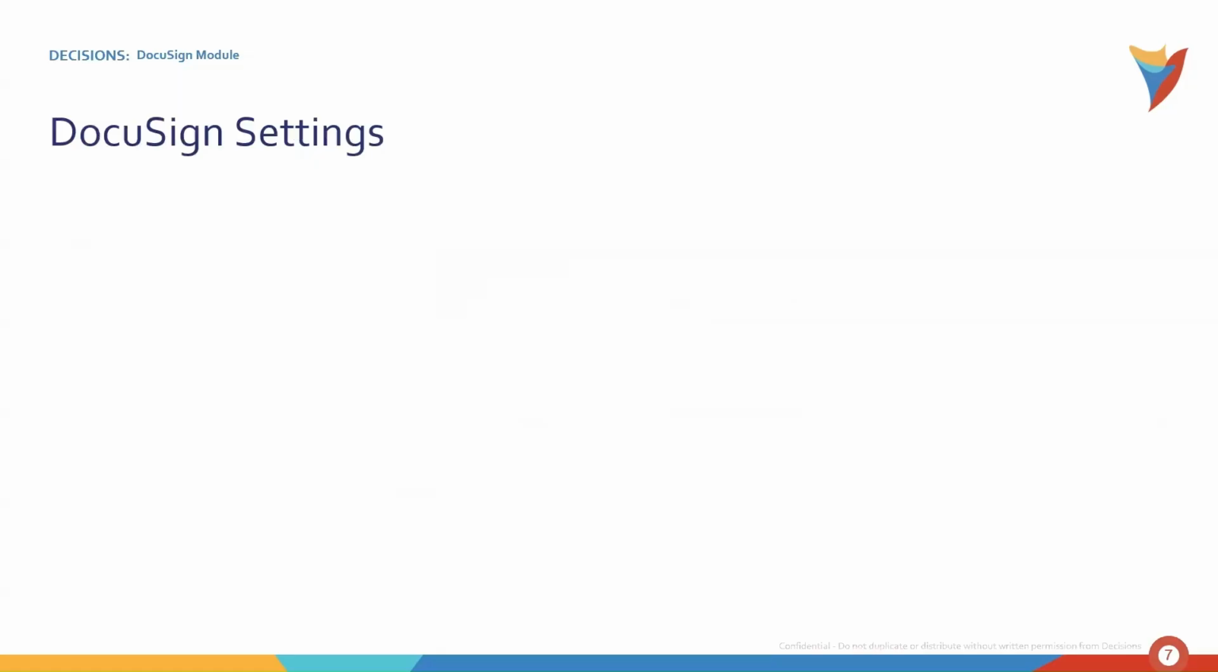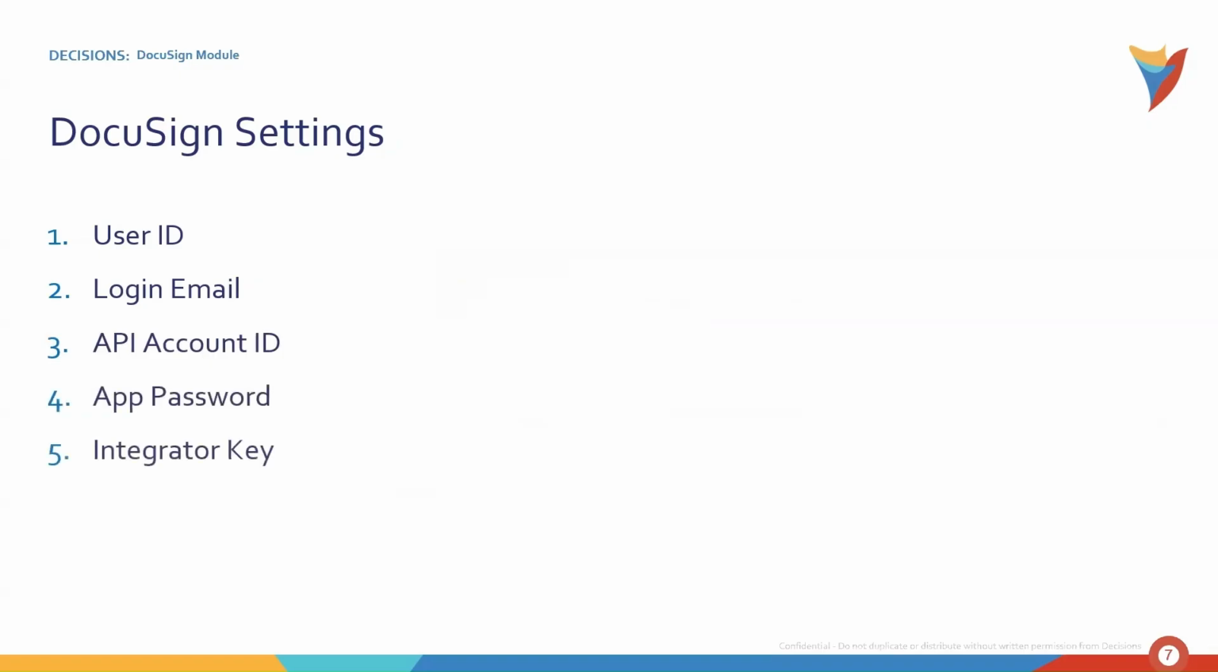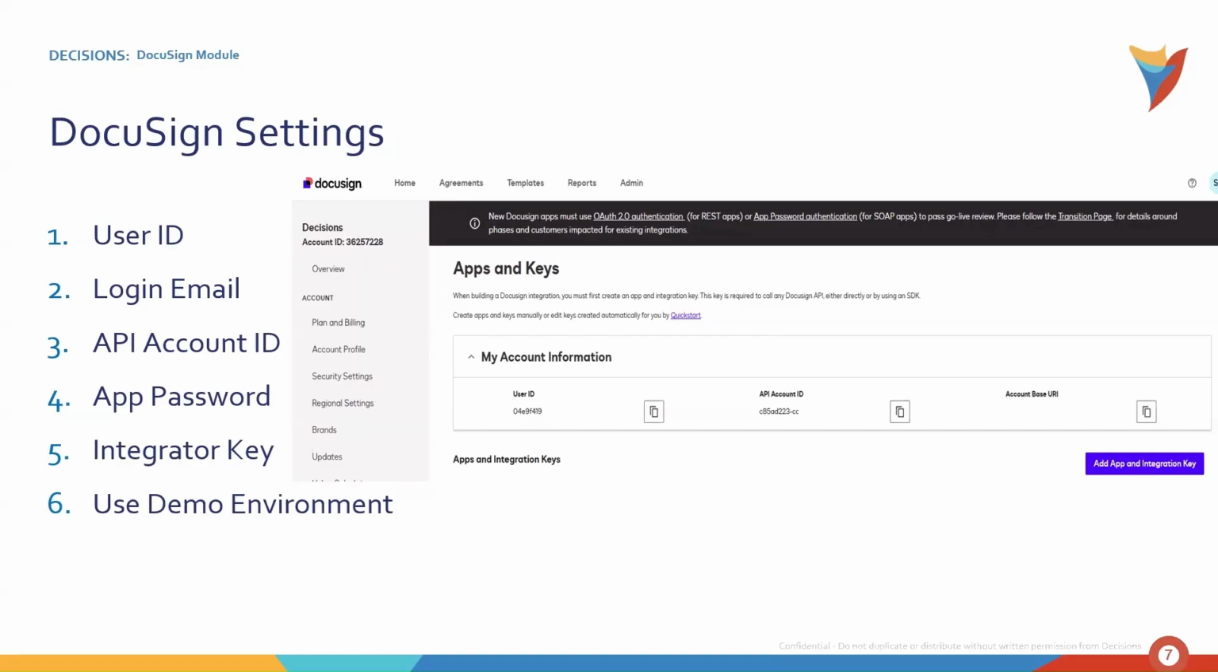Let us see in detail about the DocuSign settings in Decisions. User ID, login email, API account ID, app password, integrator key, and use demo environment. Please refer to the image given on the right side. It is a screenshot of the developer account created with DocuSign. User ID corresponds to this information given on the dashboard. Login email is the email that is used to create an account with the DocuSign website. API account ID is this information given on the image.